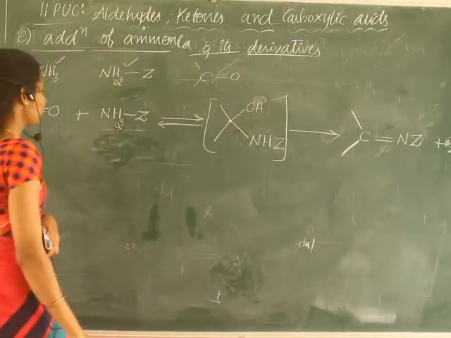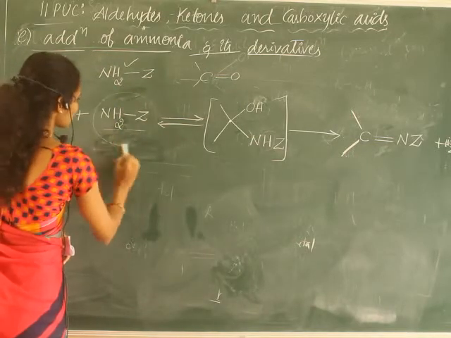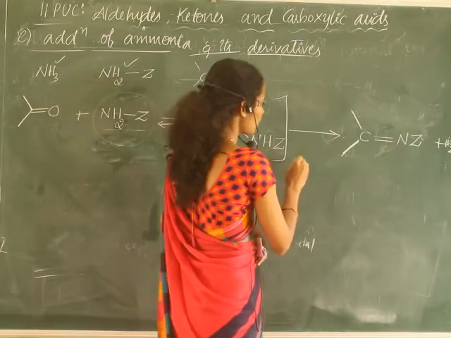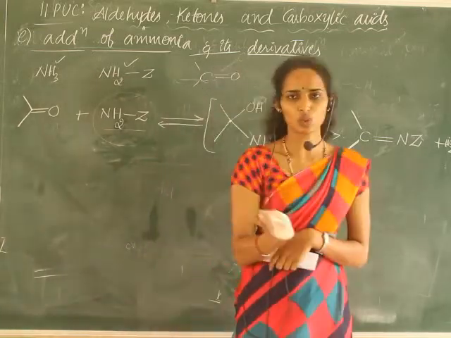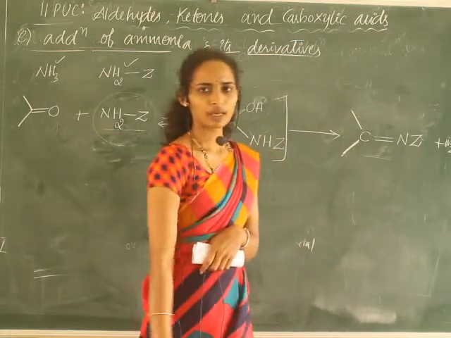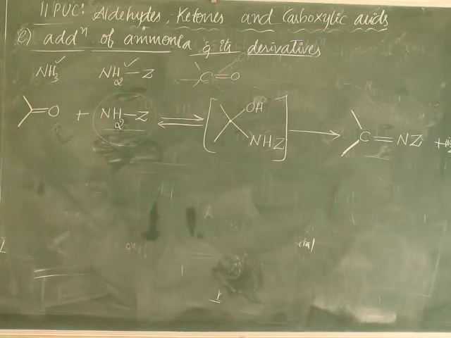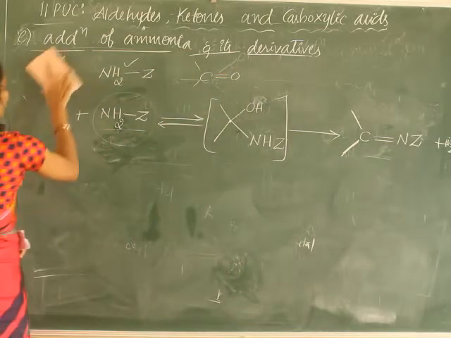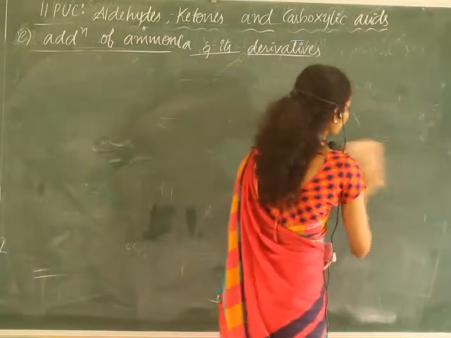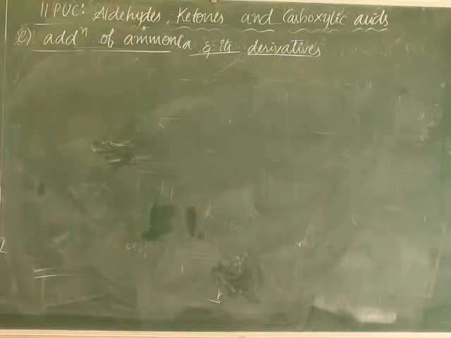Okay, first one is carbonyl compound on reaction with ammonia or its derivative results in the formation of tetrahedral intermediate, which on dehydration readily loses water and results in the formation of a product. Right? Let us take a few examples. First, we'll start with ammonia. Just remember the starting material and product.